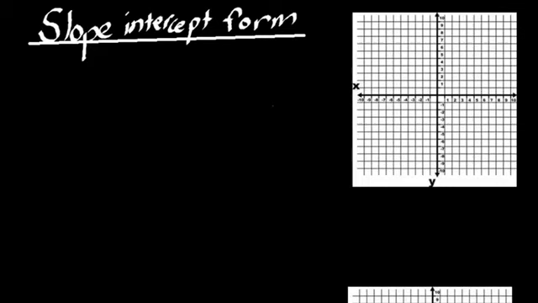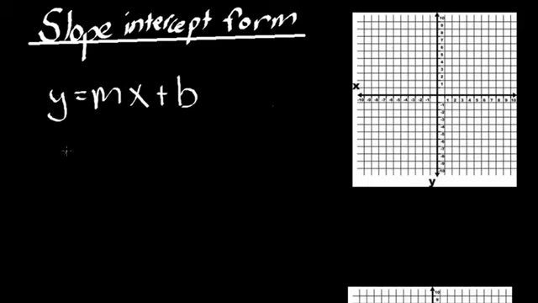In this video, I'll be talking about slope-intercept form. So what is the slope-intercept form? Well, the slope-intercept form is y equals mx plus b. b is the y-intercept. So if you had a line like that, the b would be -1, because that's where it intersects the y-axis. x and y are just the coordinates of a point, and m is the slope.